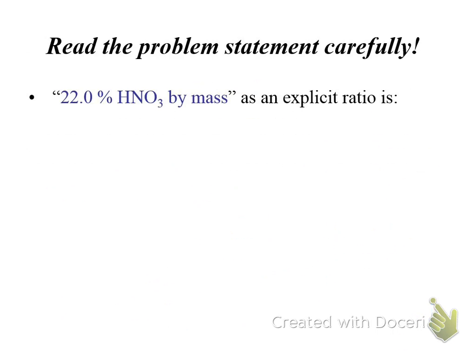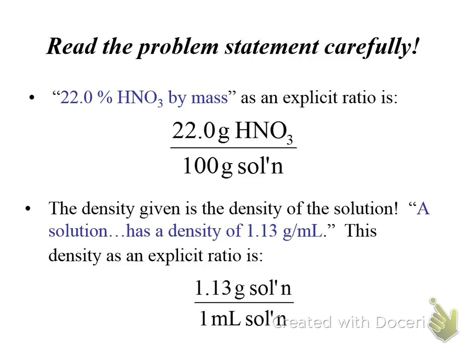So here's unpacking. 22.0, don't forget the trailing zero after the decimal. So there's 3 sig figs in the weight percent. 22.0 percent HNO3 means 22.0 grams of HNO3 per 100 grams of solution. The density, like I said, is the whole solution, whole enchilada. So it's 1.13 grams of solution per 1 milliliter of solution. If we're careful with labeling, this should go just fine.